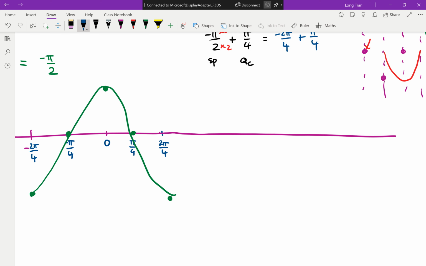I say, all right, well, the next one is 3 pi on 4. Next one is 4 pi on 4. Next one is 5 pi on 4. Next one is 6 pi on 4. Next one is 7 pi on 4. Next one is 8 pi on 4.